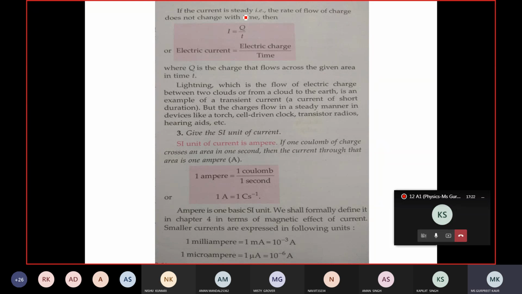Now if the charge is steady, that is, constant charge is flowing through a conductor, that is, the rate of flow of charge does not change with time, then I is equal to q by t. I is equal to q by t, yani current is equal to charge flowing per unit time, where q is the charge that flows through the given area in time t.